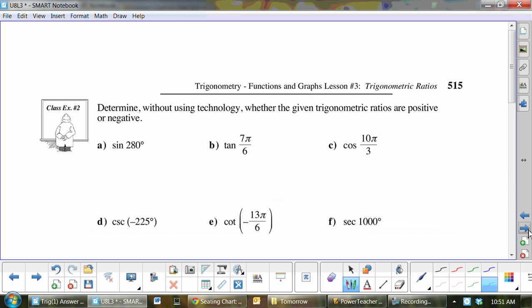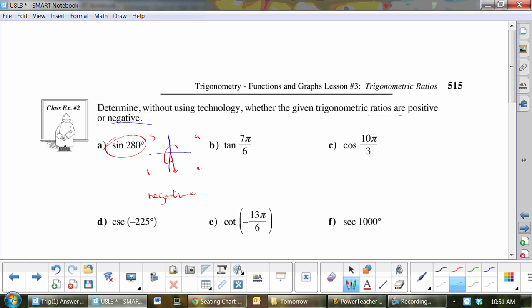Okay, now let's kind of see what this means. Okay, well, it says without technology, determine if the ratios are positive or negative. Now, sine 280, the first thing you should always do is draw a picture. 280, well, I know where 270 is, so 280 is about right there, okay? Then I do my CAST rule. Now, since I'm in quadrant 4, what would be the answer to this? Positive or negative? Negative, good.